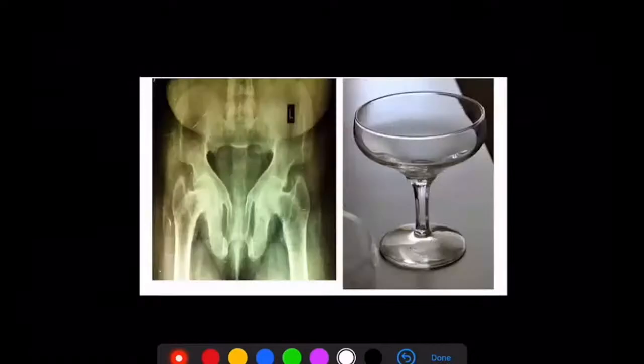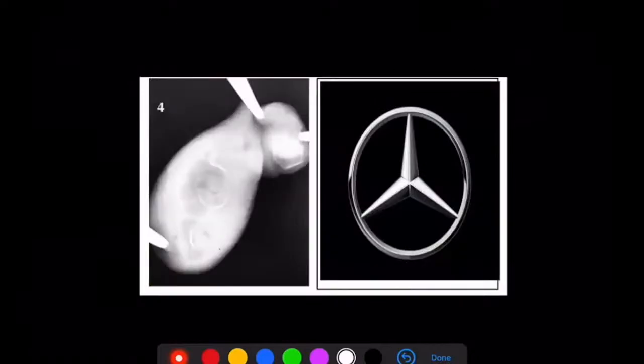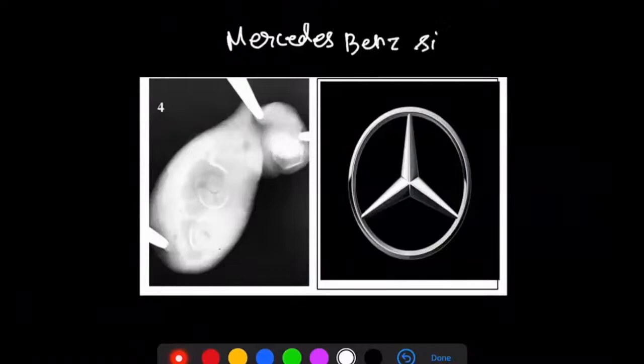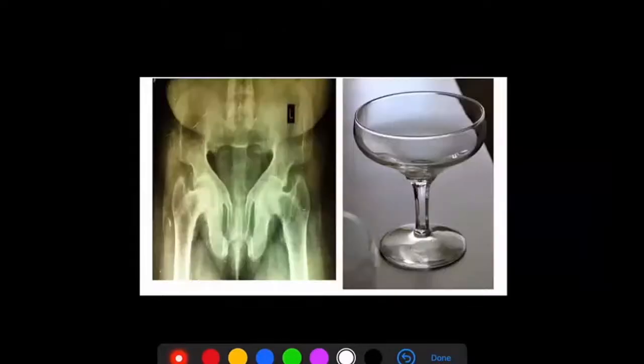Mercedes-Benz sign. Correct. Seen in? Gallstones. Very good. Gallstones, Mercedes-Benz sign.